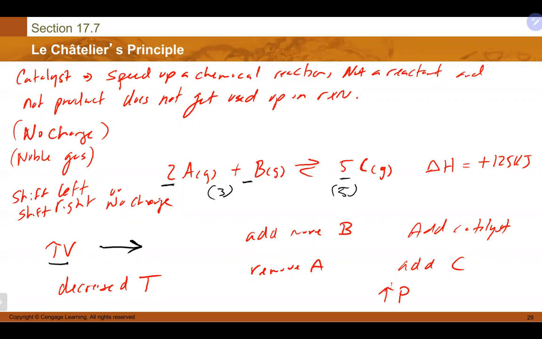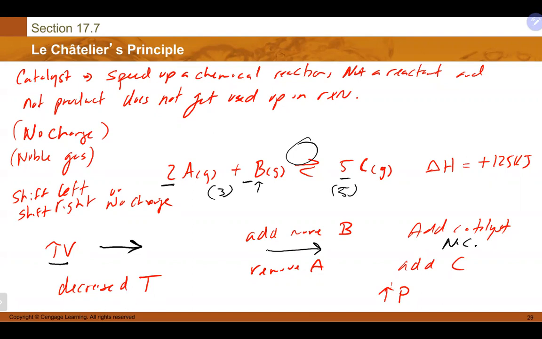Here with B, adding more B, which is a reactant, will cause more reactants to be available, and that would cause the forward direction to occur. And that would mean it would shift away from it, which means it also would shift to the right-hand side. Adding a catalyst will cause no change to occur. Again, you will just get there faster. By the way, catalysts are oftentimes written on top of the arrow in equations.